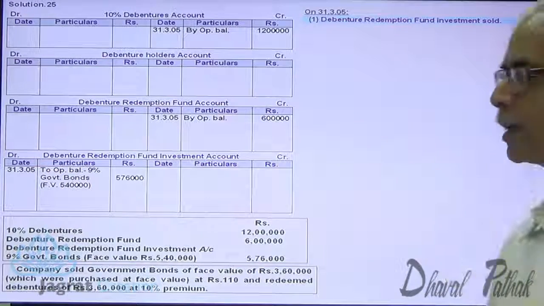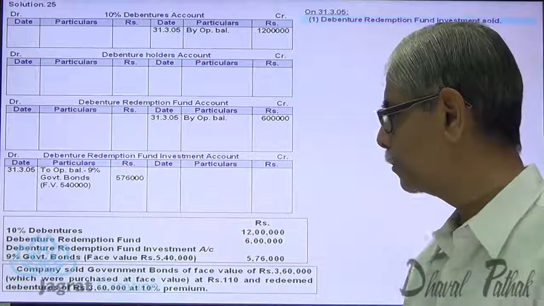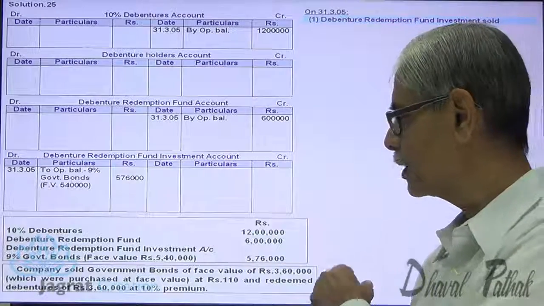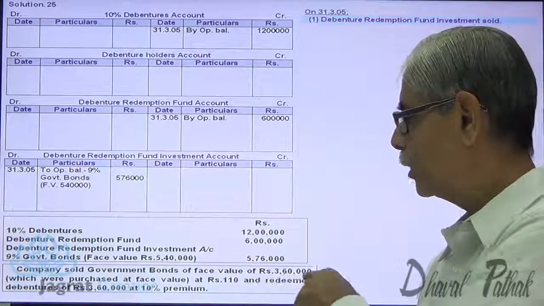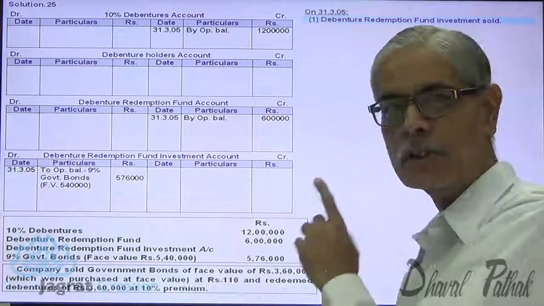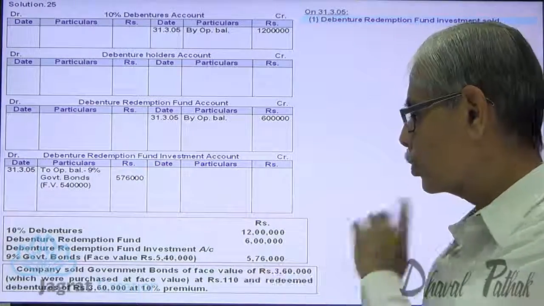First is, debenture redemption fund investments are sold. How much investments are sold? The investment of 3,60,000 face value, that was purchased also at 3,60,000, sold at 110.